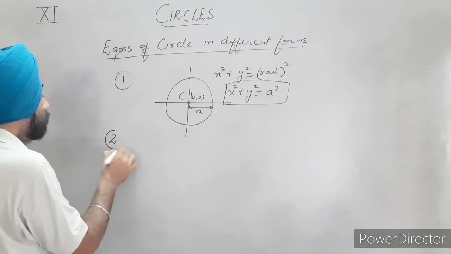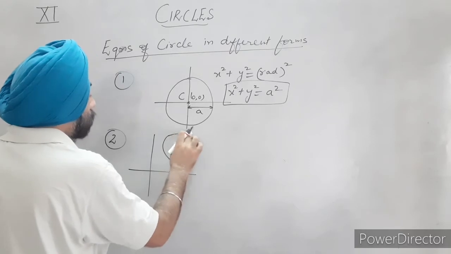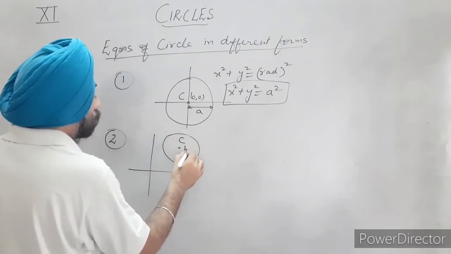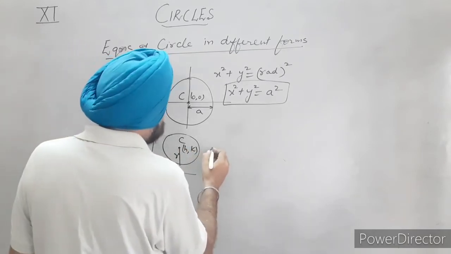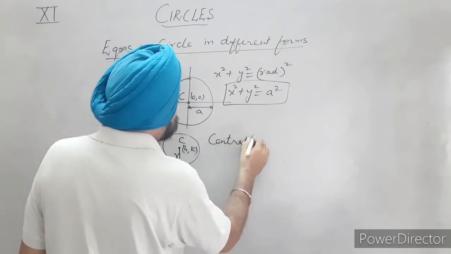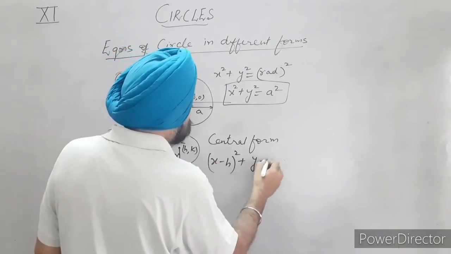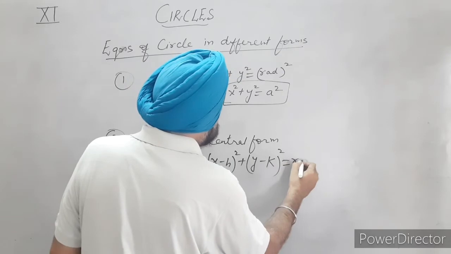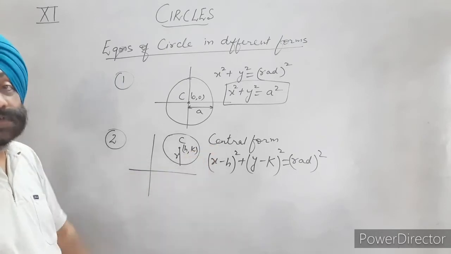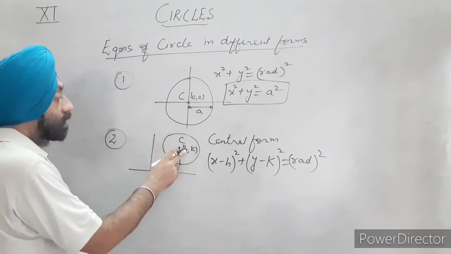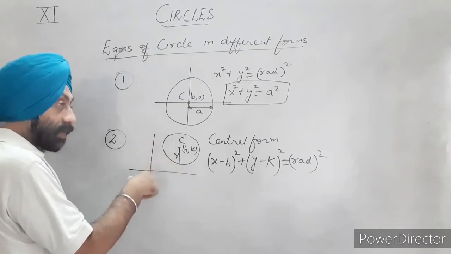The second form is, say, if the circle is located over here like this, the center is (h, k) and the radius is say r. Now the equation of the circle, this is called central form, that is (x minus h) whole square plus (y minus k) whole square equals radius square. This is called central form of a circle with center (h, k). It can be over this, it can be here, it can be here, in any one of the quadrants.